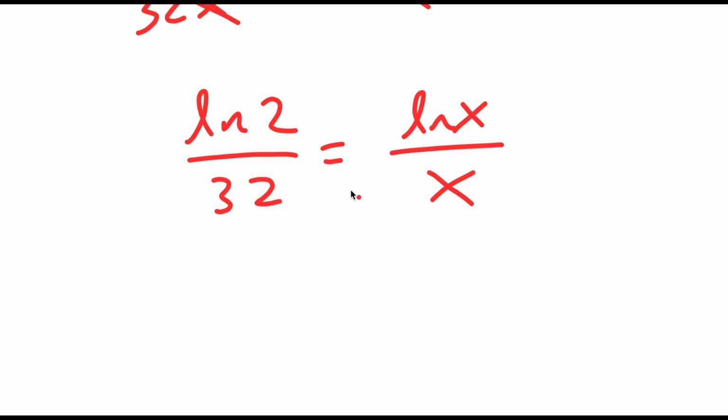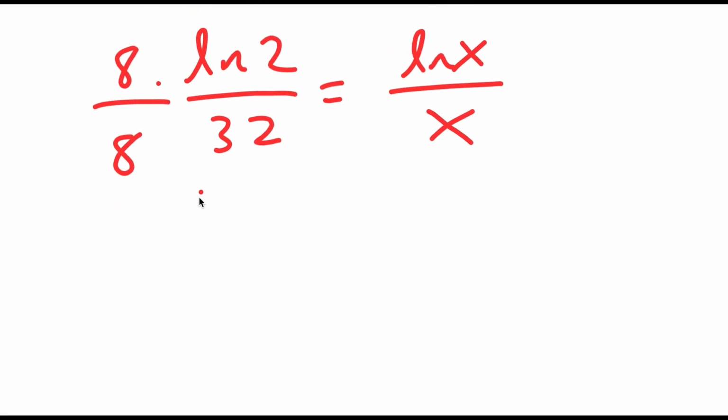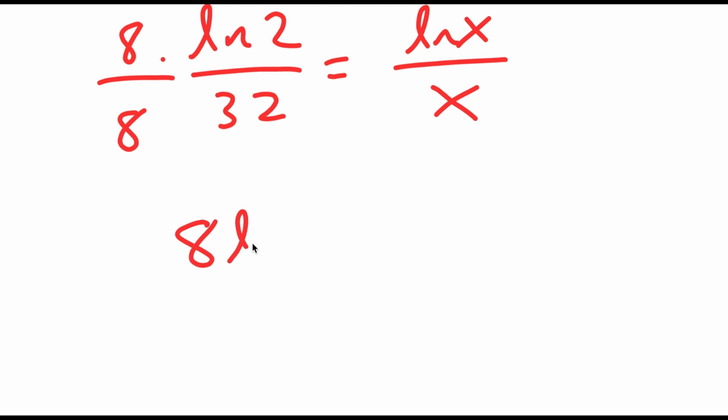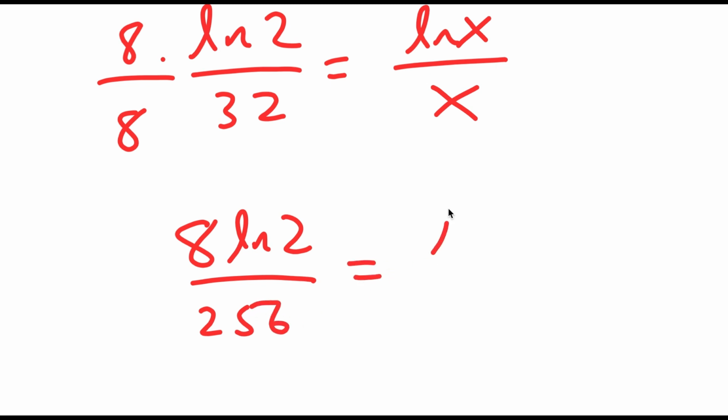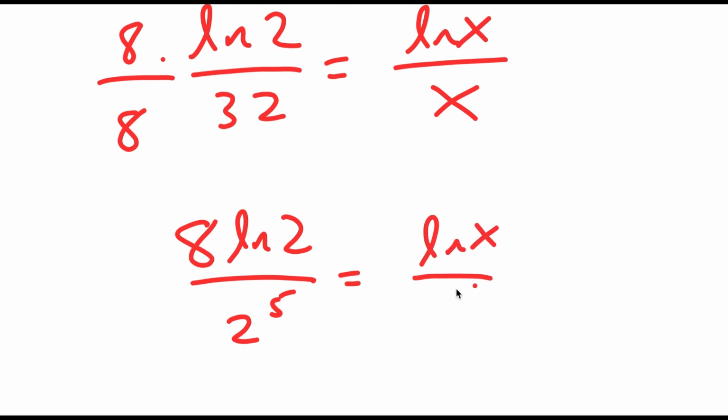Now, for my left-hand side, I'm going to multiply it by 8 over 8. So I get 8 times ln 2 over 8 times 32, which is 256, is equal to ln x over x. However, instead of multiplying this, I can rewrite 256 as 2 to the power of 5. 256 is the same thing as 2 to the power of 5.